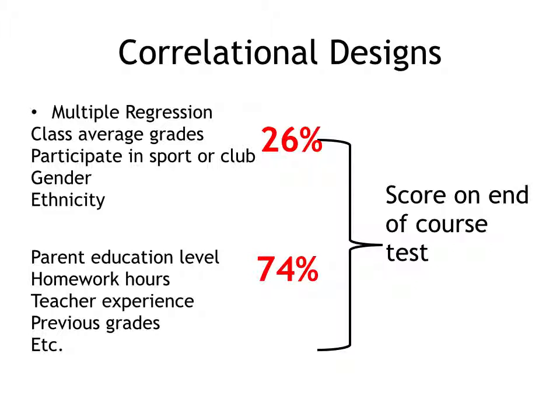Now, when I run my analysis, I would find that 26% come from those first 4, and the other 74% is explained by everything else. Now, what's really weird about this is in educational research, we get really excited about being able to explain even 26% of the variability of an outcome. There are so many factors that go into something like the score on an end of course test that we really honestly jump up and down and throw a party for 26%.